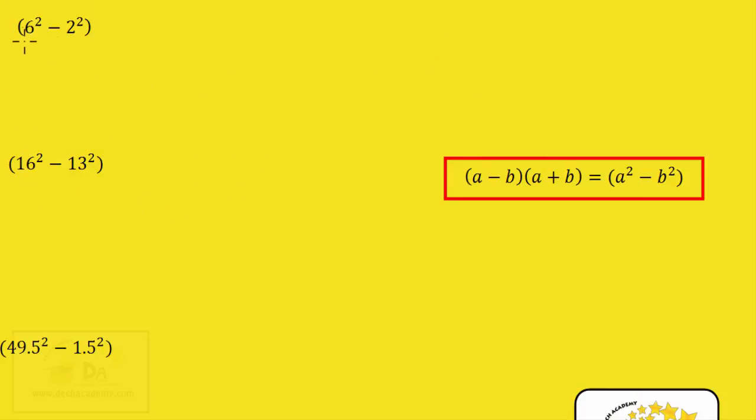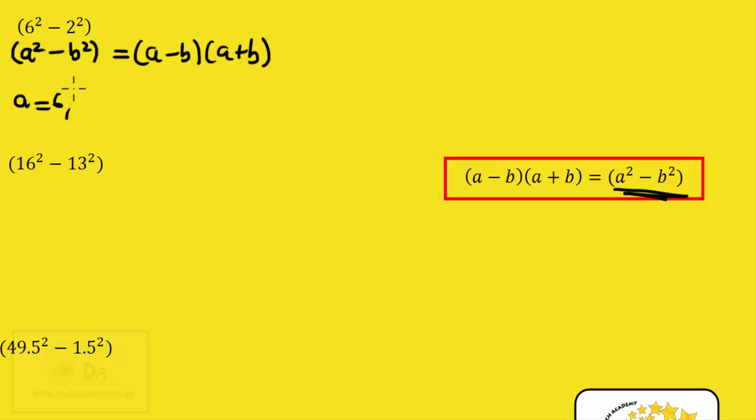Here's another expression. As you can see, this expression is of the form a squared minus b squared. And you know that a squared minus b squared is equal to a minus b times a plus b. So from this expression, we can see that our a is 6 and our b is 2. Therefore, 6 squared minus 2 squared must be equal to a minus b, which is 6 minus 2, times a plus b, which is 6 plus 2.